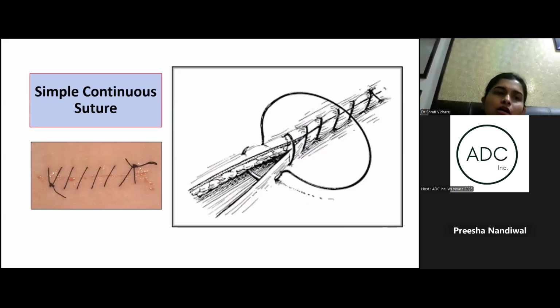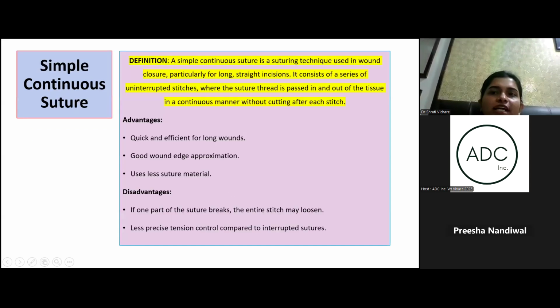Coming to the second type of suturing technique, that is simple continuous suture. Here, we take continuous tissue bites without putting multiple knots. This is a suturing technique particularly for wound closure of large straight incisions. It consists of uninterrupted stitches given in a continuous manner. So I would say it is very quick and efficient because you don't keep on interrupting it, correct? Wound approximation is good, it is decent, and less suture material is used, right?